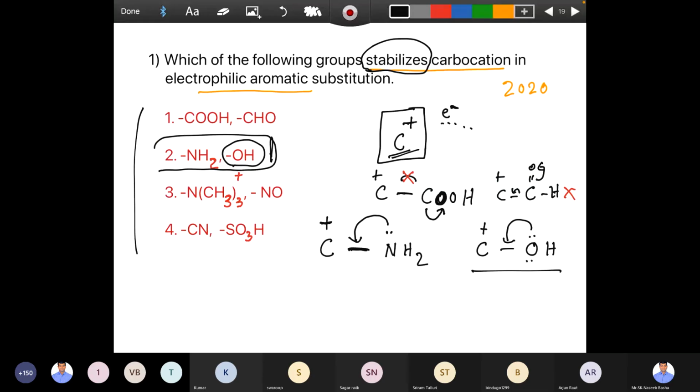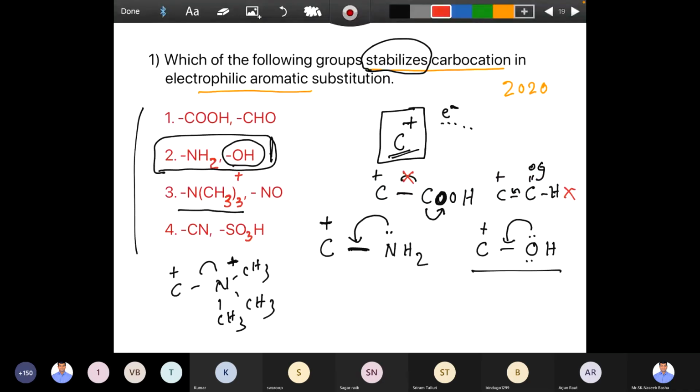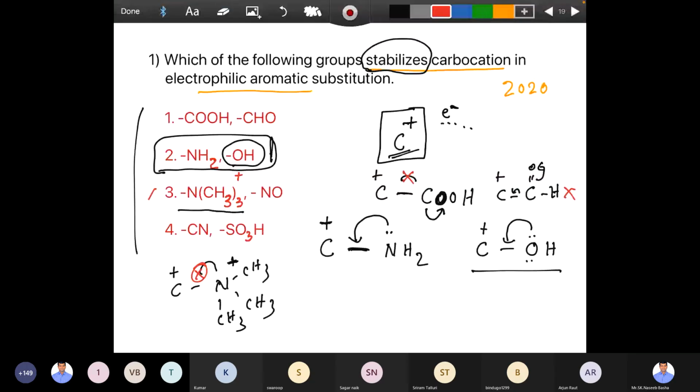So how do you get this? By understanding and applying the concepts. Now the remaining things, look at this. At the third option, though nitrogen has got electrons, it is a positively charged one because 3 methyl groups are there. Positively charged means it is electron deficient. It itself is electron deficient and it cannot provide any electrons here. So this is not possible, right? So this is also a wrong answer.